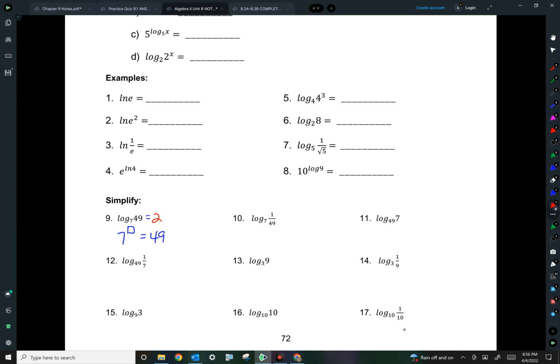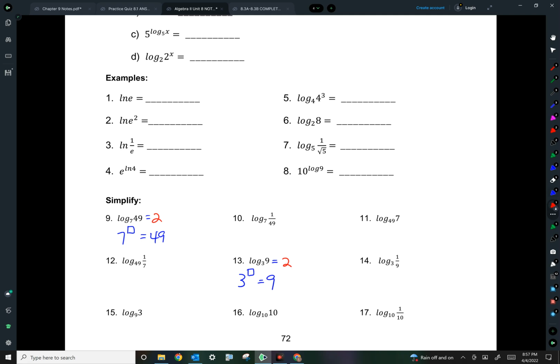Okay. I'm going to skip number 10 for just a second. Go to number 13. If I want to simplify this, I know a logarithm equals an exponent. So the idea is 3 to some exponent equals 9. Well, what's the exponent on 3 so that it equals 9? Wouldn't it have to be a 2? So the logarithm equals 2.